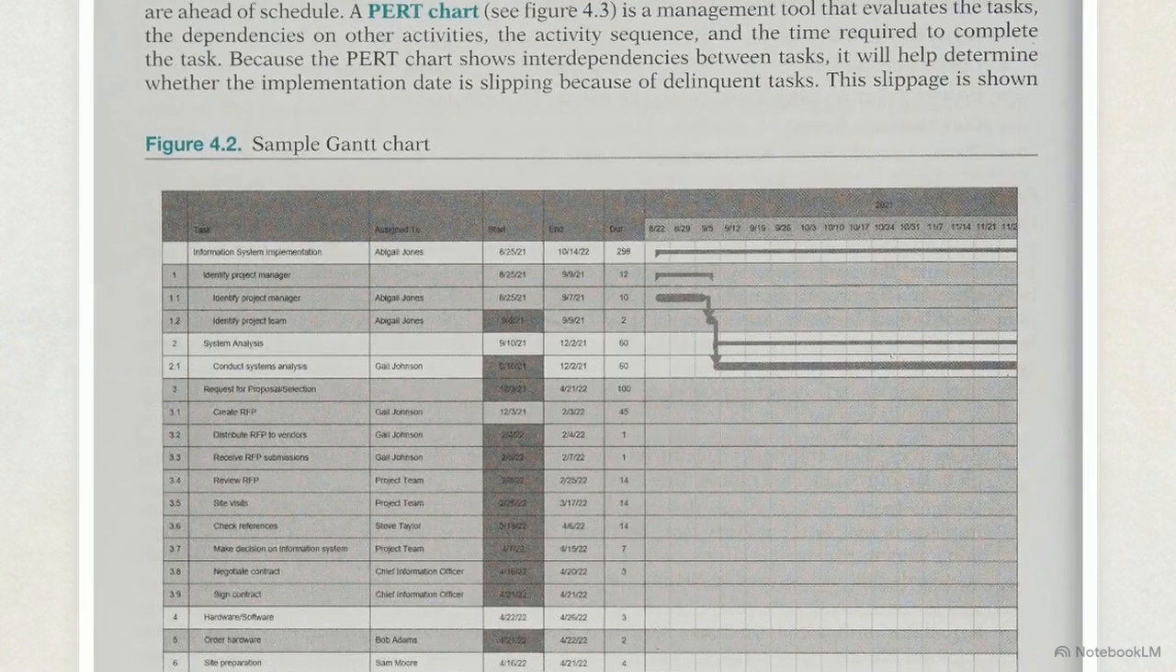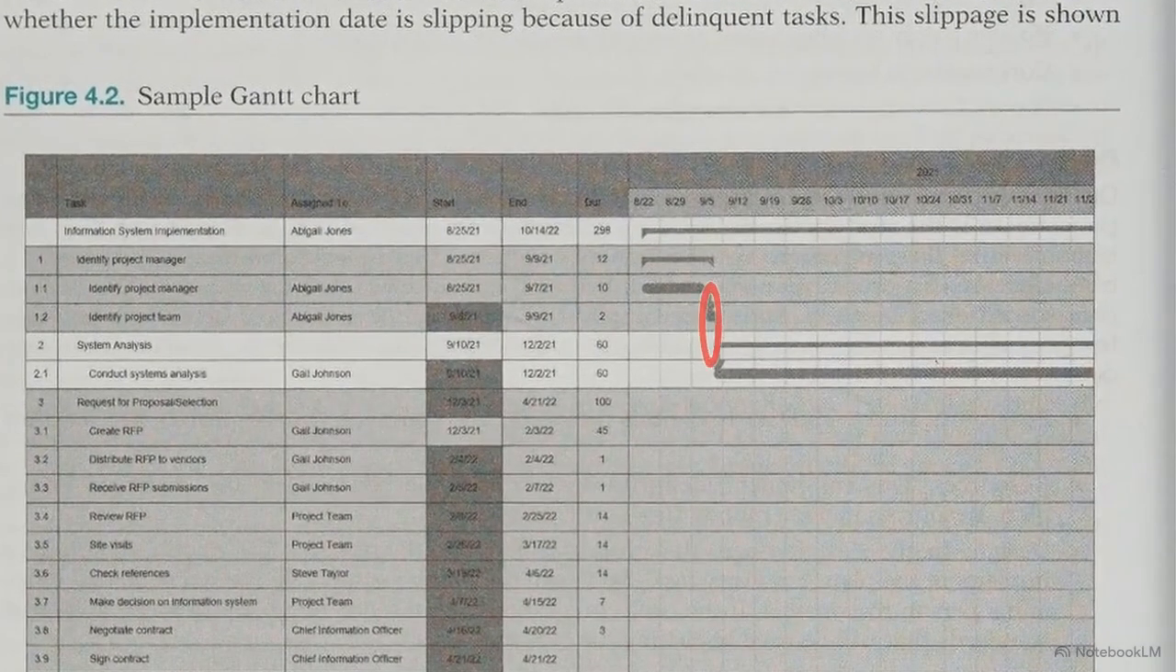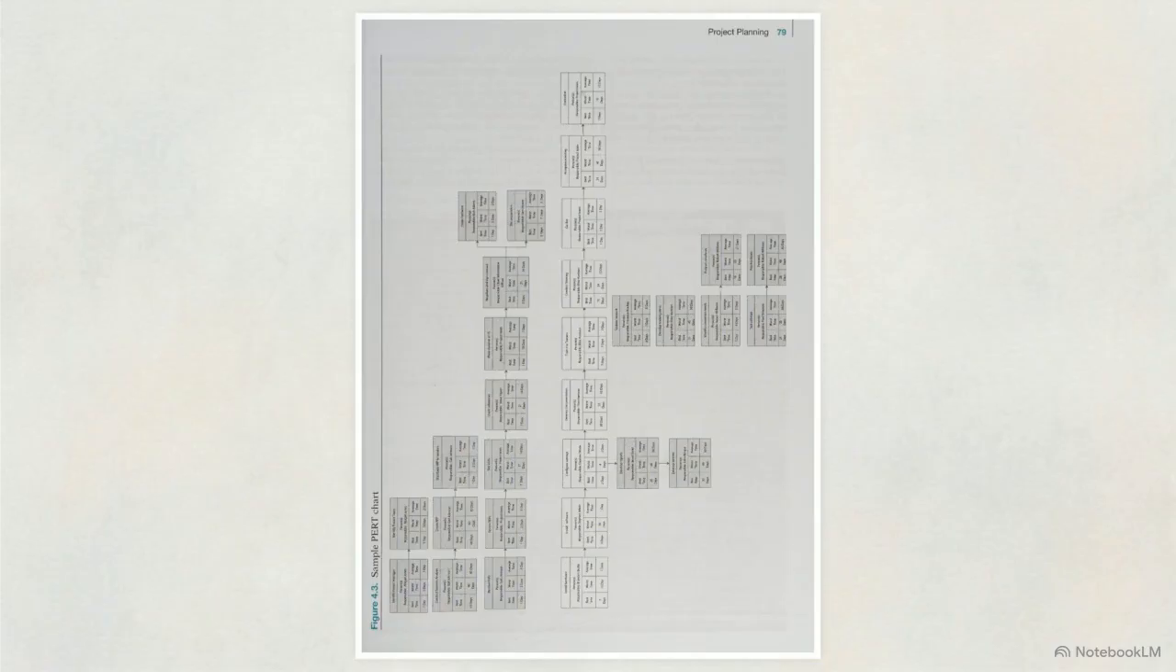This is a Gantt chart. It records specific tasks, assigns responsible personnel, and logs linear start and end dates. It easily shows if a single task is behind schedule, but fails to visualize how a delay in one isolated step cascades to affect downstream activities. This is where a PERT chart becomes necessary.